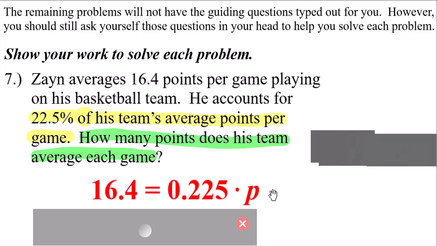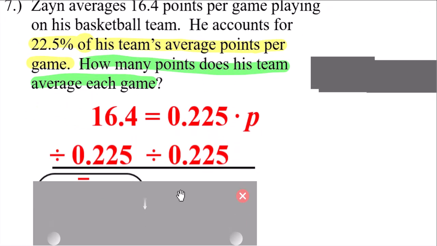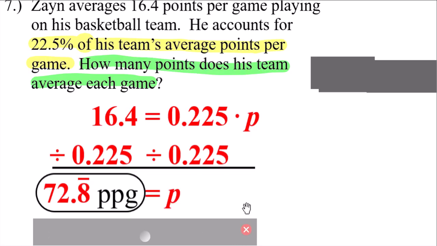Now, I chose P for points. Maybe you should have chosen T for the team's total points. Maybe that would be a better choice. Since the variable is not by itself, we're going to do the inverse, which is to divide. And you're going to get 72.8 repeating points per game. I know you're like, how could you get a repeating decimal of points in a game? Well, you wouldn't. But this is average points per game. So averages can be decimals. I put PPG for points per game.